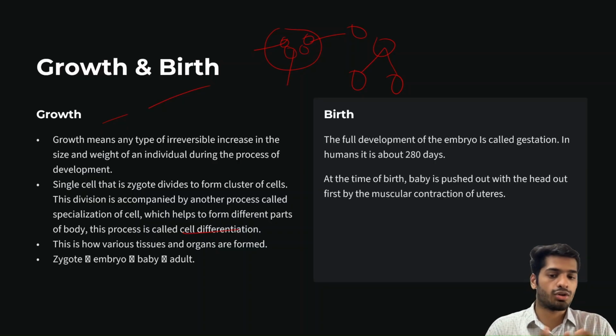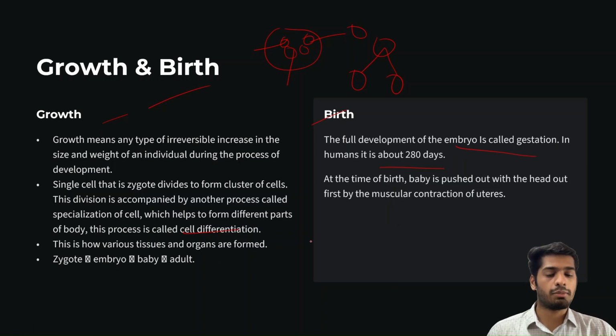And with this, you're going to see a baby growing. And then there is going to be birth. In humans, it is around 280 days. The full development of the embryo, this entire period, is known as the gestation period.